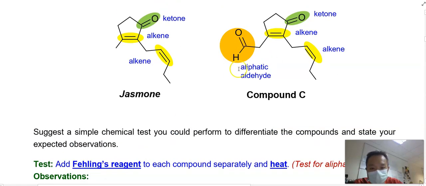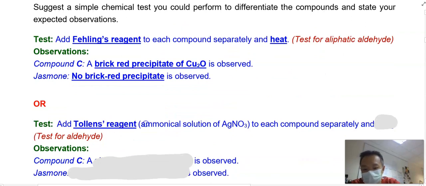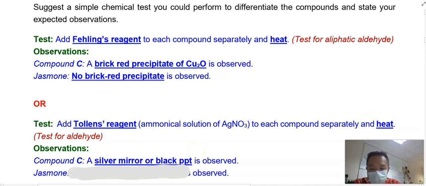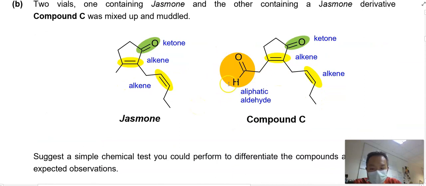Alternatively, since this is also an aldehyde, I can also use Tollens' reagent, and heat. Compound C will form a silver mirror or black precipitate of silver. Jasmine will have no silver mirror or black precipitate. So these are two tests based on the functional group, the aldehyde, or more specifically the aliphatic aldehyde.